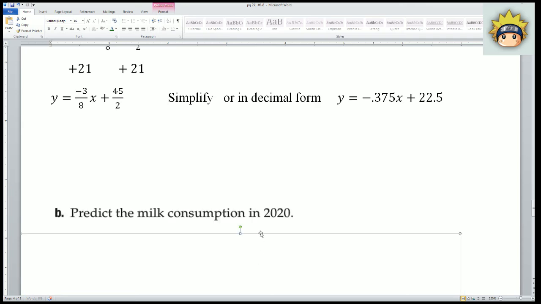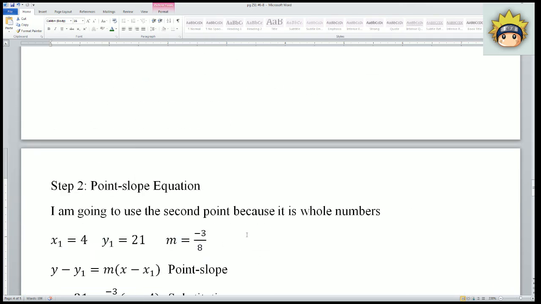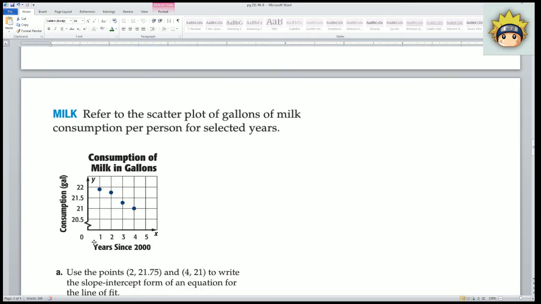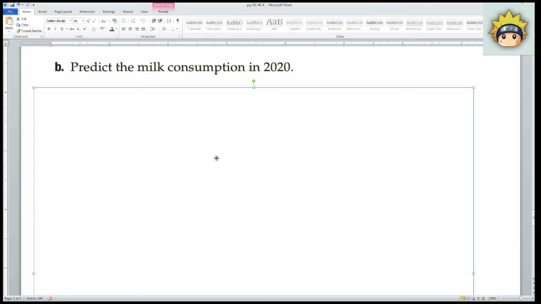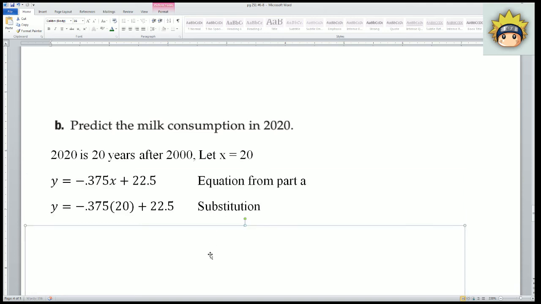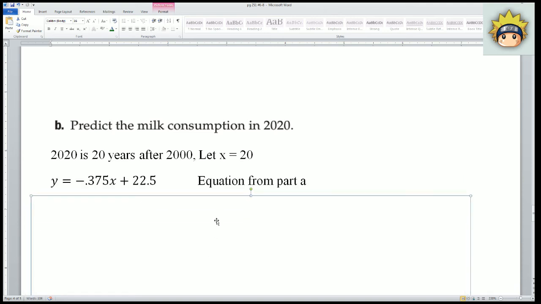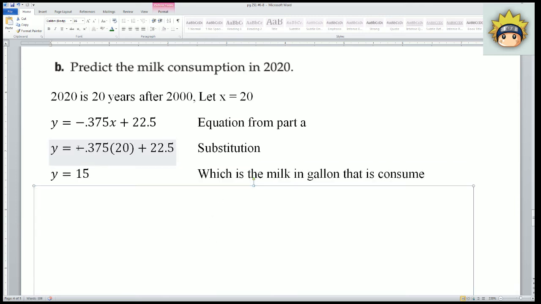Good? Alright, next, they say predict the milk consumption in 2020. 2020, remember, this is years since 2000. So 2020 is 20 years after 2000. So let x equal 20. I have my equation from the first part. Make that substitution. Simplified: negative 0.375 times 20 plus 22.5. I entered this in my calculator. I get y equals 15.